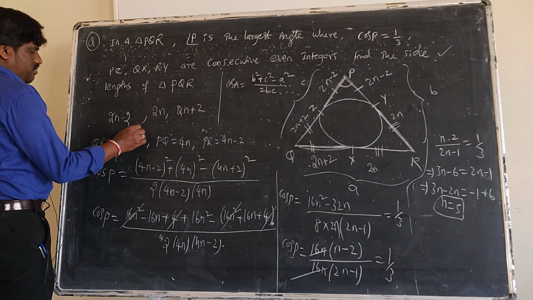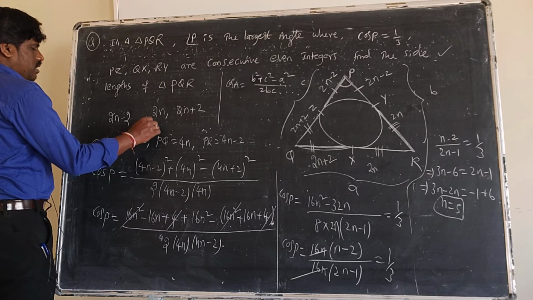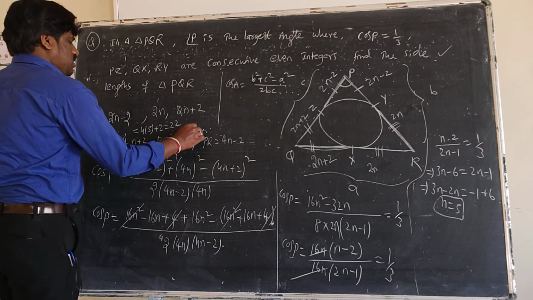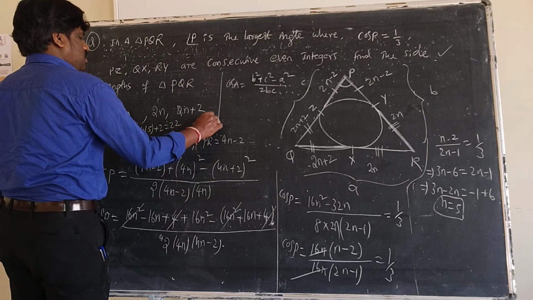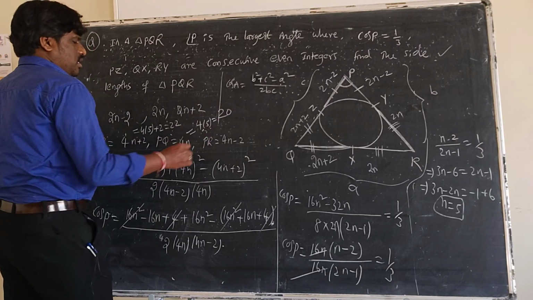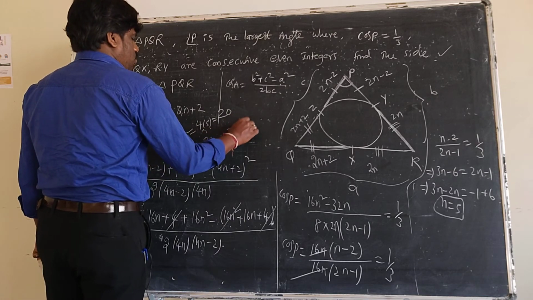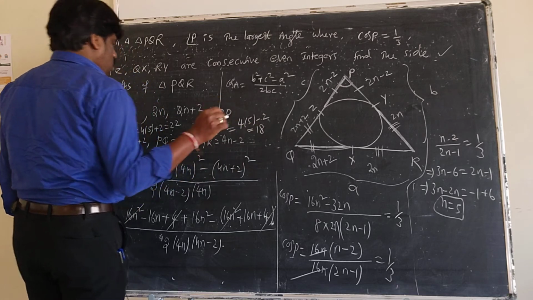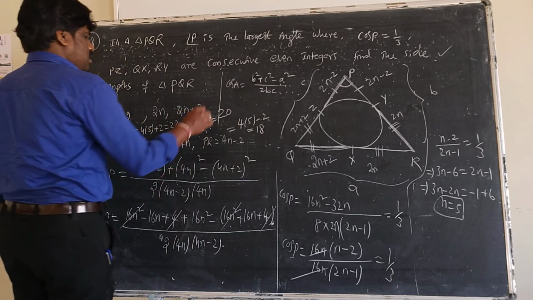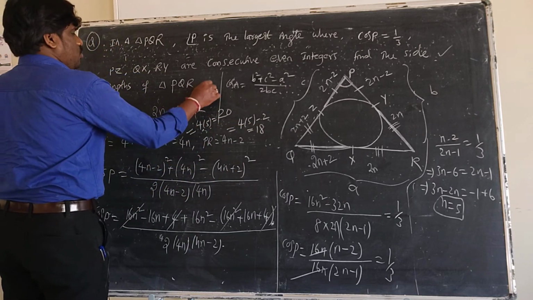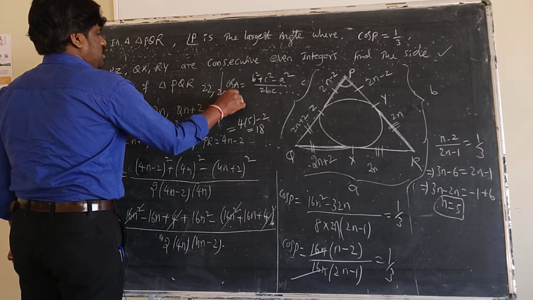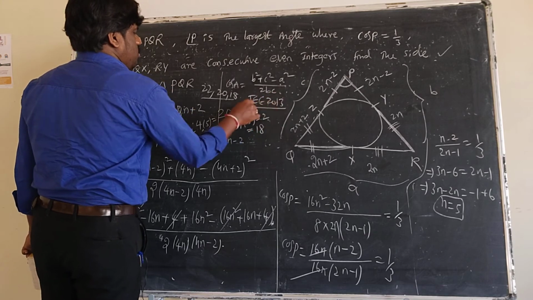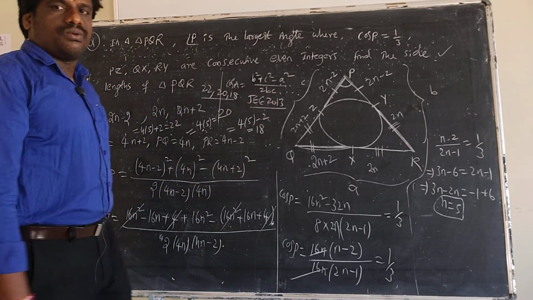So, here the sides of the triangle is 4 into 5 plus 2, that is 22. And here is 4 into 5, that is equal to 20. Here is 4 into 5 minus 2, that is 18. So, the sides of this triangle are 22, 20, 18. This is JEE 2013 question. Okay, hope you have understood cosine rule related problem.